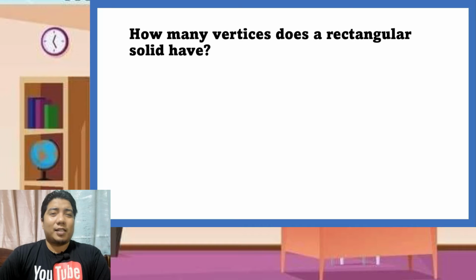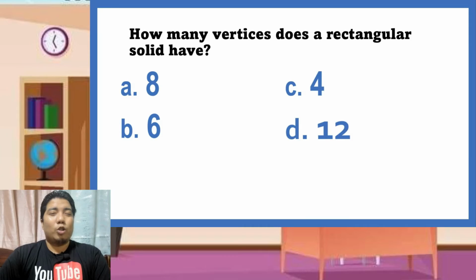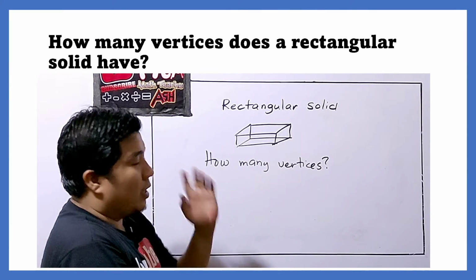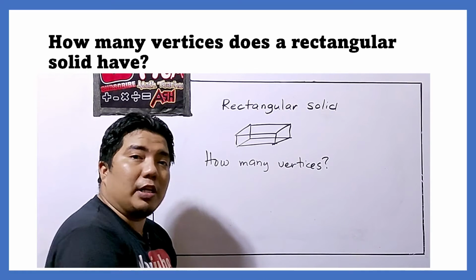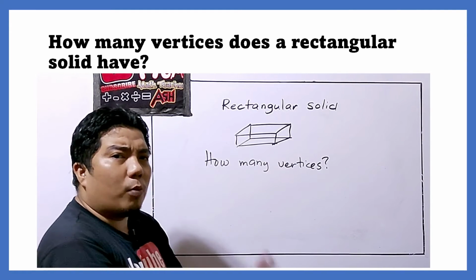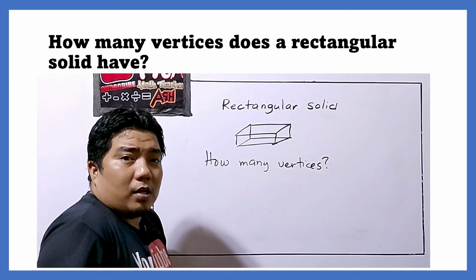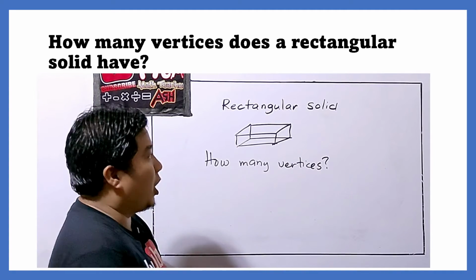How many vertices does a rectangular solid have? Is it A, 8, B, 6, C, 4, or D, 12? Okay, my dear math learners, in this problem, we are asked how many vertices are there in a rectangular solid. Now, a rectangular solid is commonly a box that is not square type, but is in a rectangular shape.